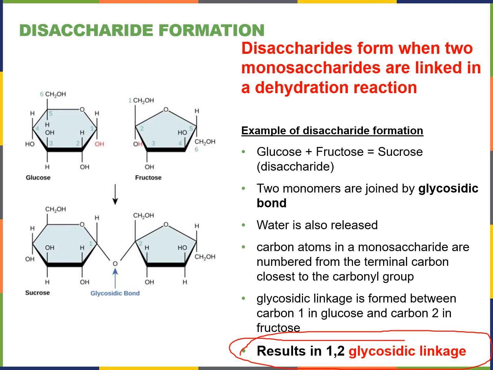Glycosidic linkage. You ever see that term? That means there's an oxygen that is holding two monomers together. You're only going to find this in sugars.